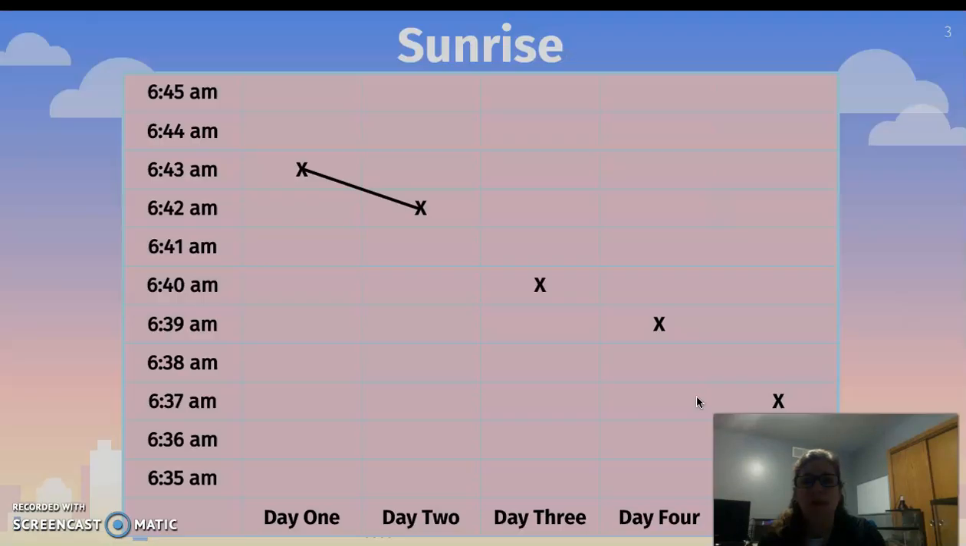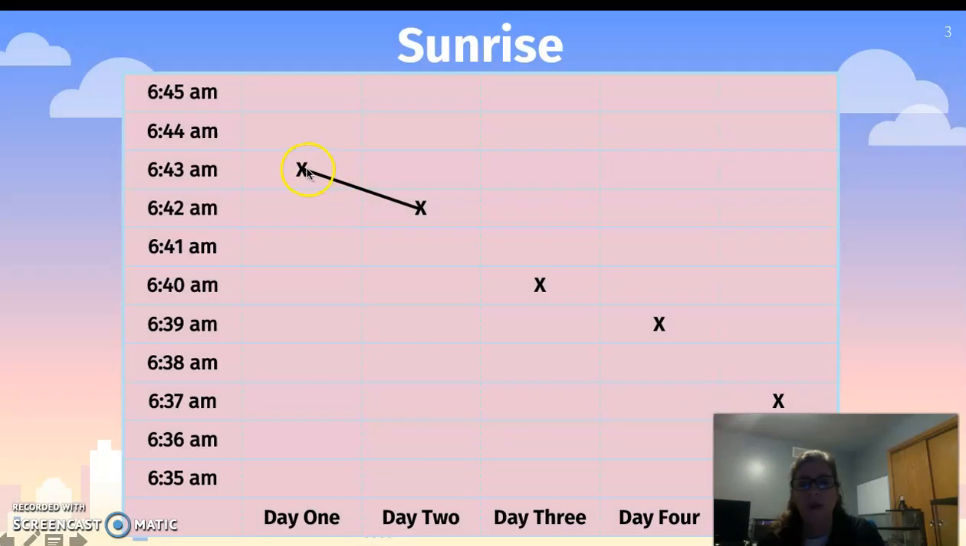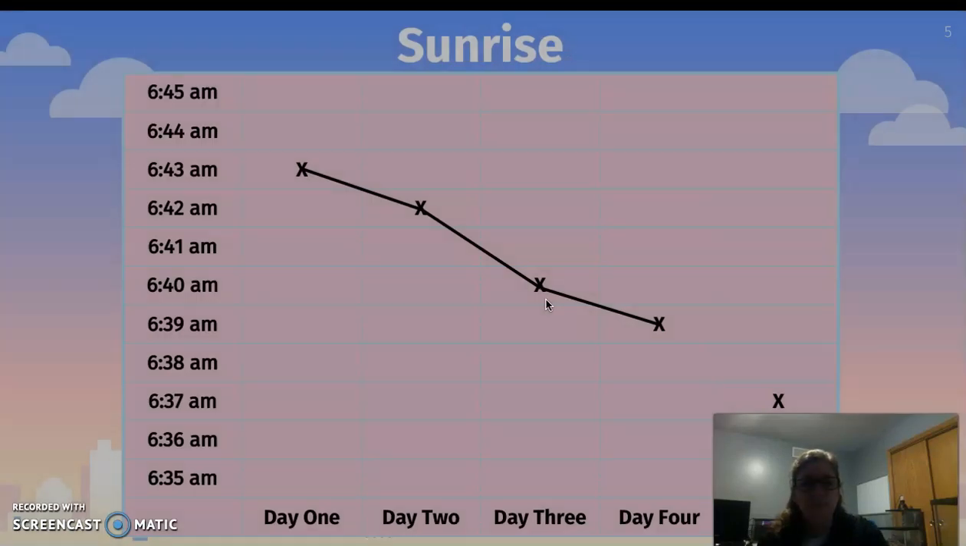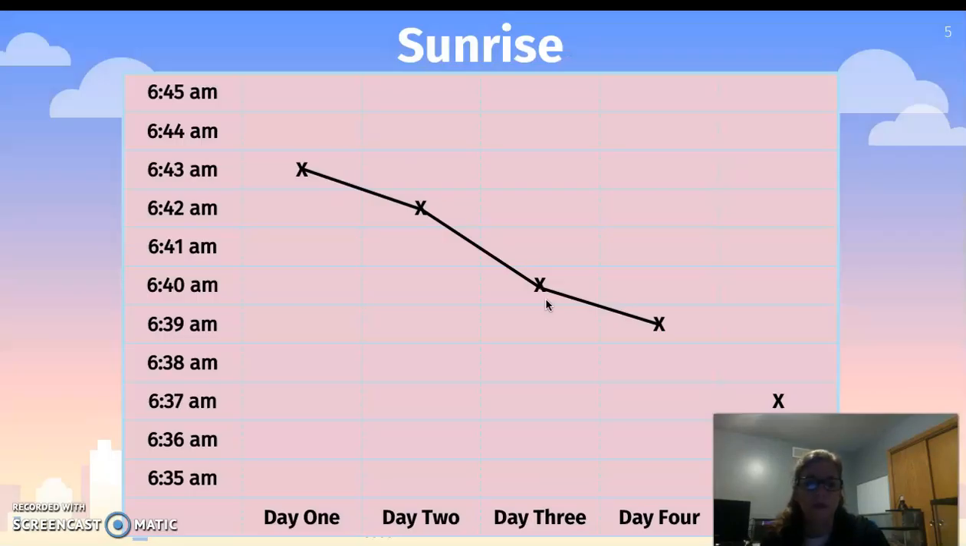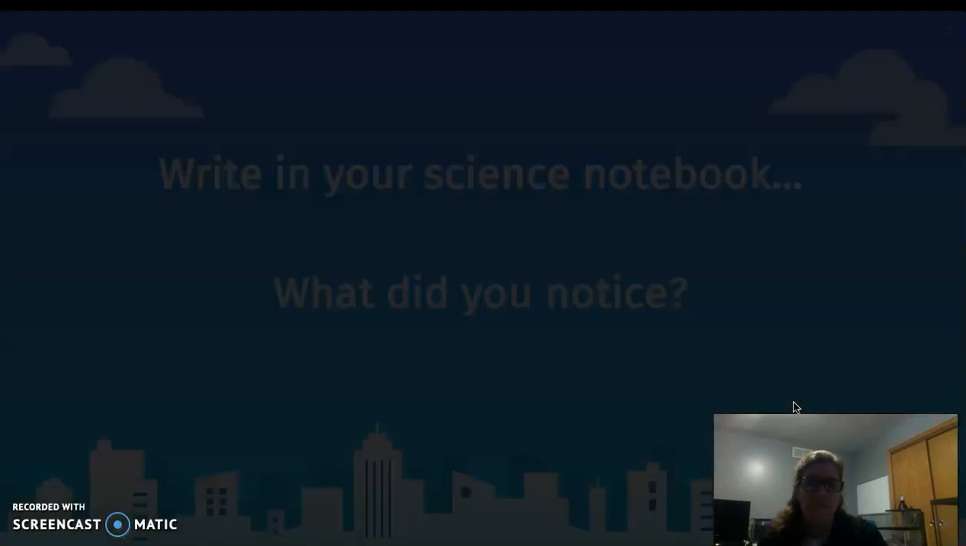I want you to take a pencil and I want you to draw a line from your X for day 1 to your X from day 2. And then you're going to continue to do that from day 2 to day 3, from day 3 to day 4, and finally from day 4 to day 5. So we started on day 1 up here, and then we finished on day 5 down here. Yours may look different than this, but I want you just to look at which way did your line go.